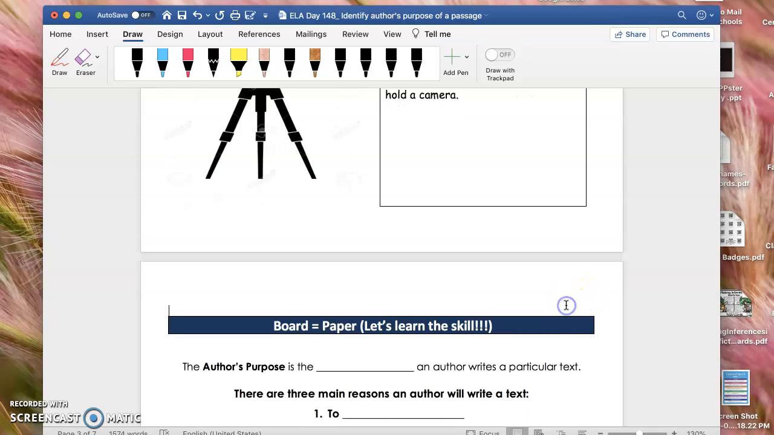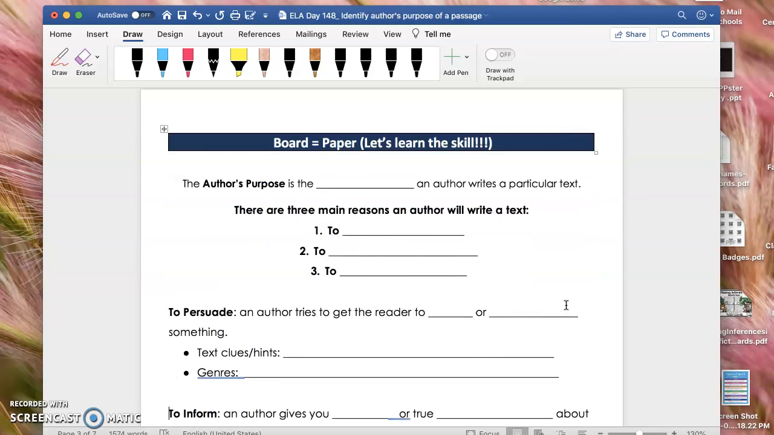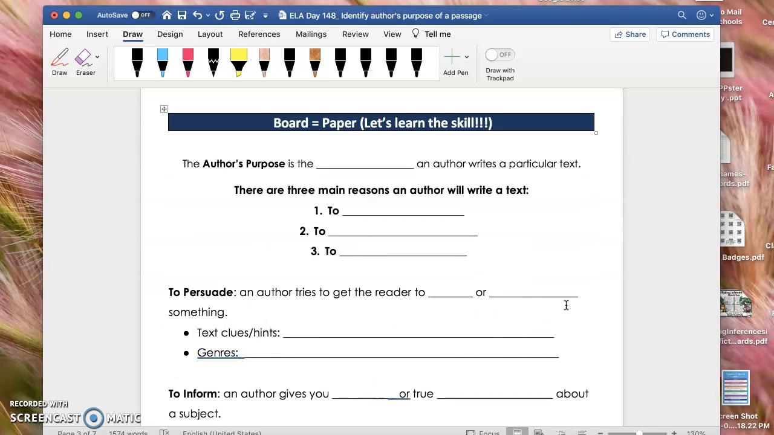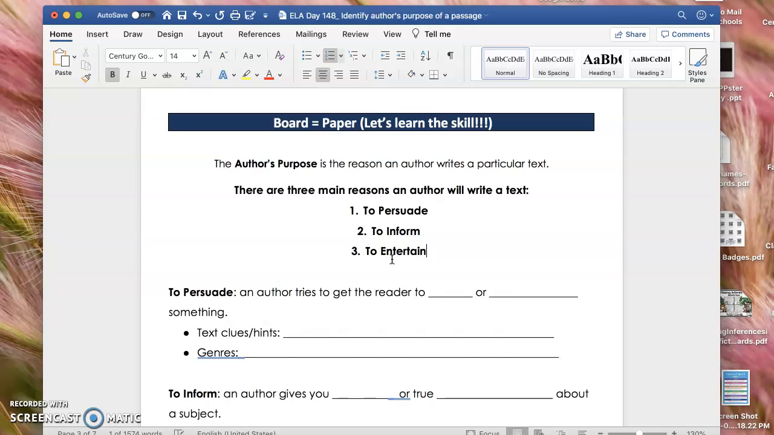Anytime, guys, if you think I'm going too fast, please feel free to stop the video and you can catch up, okay? All right, so of course, the author's purpose is the reason an author writes a particular text. We've been going over this all week. And so we know that the three pieces of pie when it comes to author's purpose is to persuade, to inform, and to entertain.